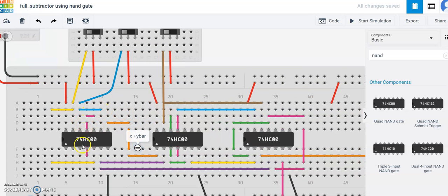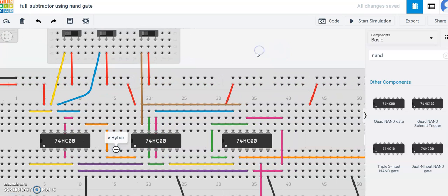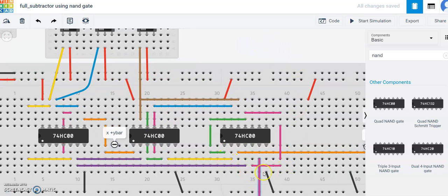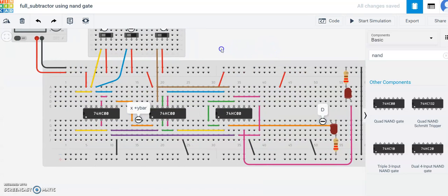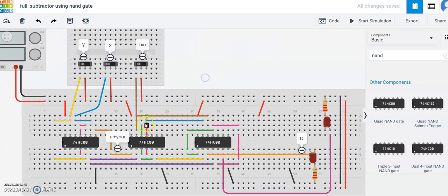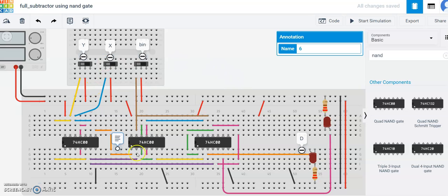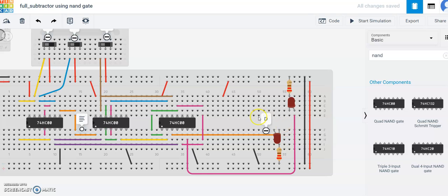We have some overlapping. This and this overlap. Same goes for this. So please make sure to make these overlappings. For the time being, ignore this thing. Just ignore it. Here we have D over here.